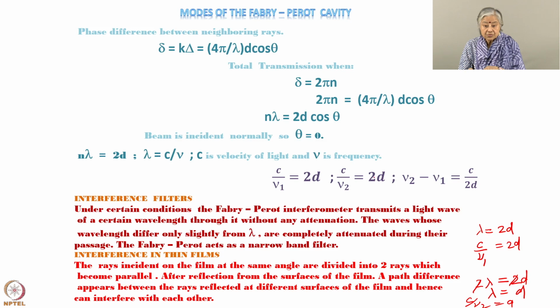So nu 1 is equal to c by 2d, and nu 2 is equal to c by d. Then I take the difference between these two: nu 2 minus nu 1 becomes c upon 2d. This formula should be very familiar to you.